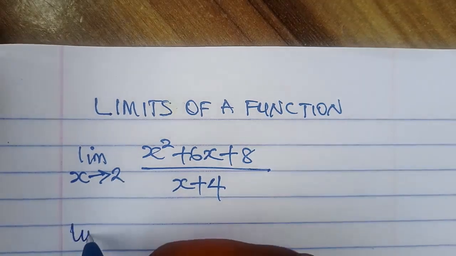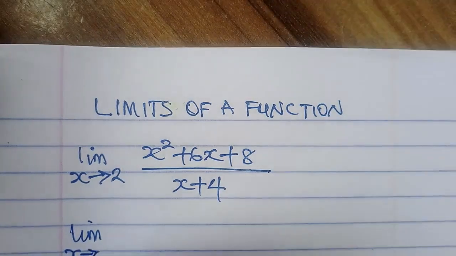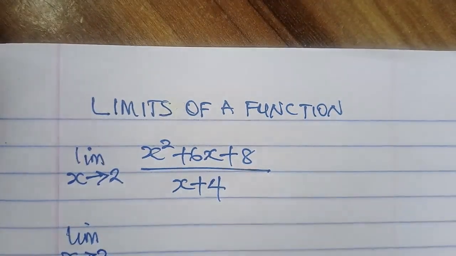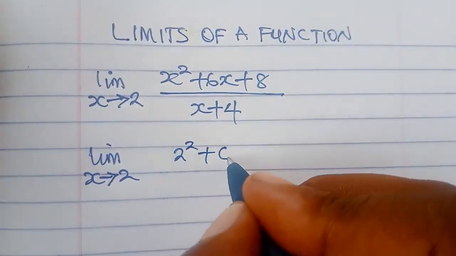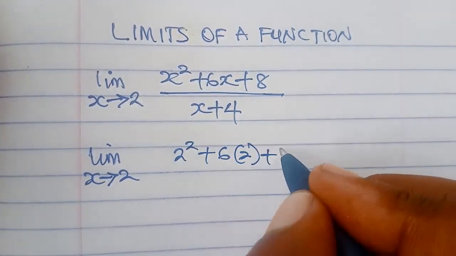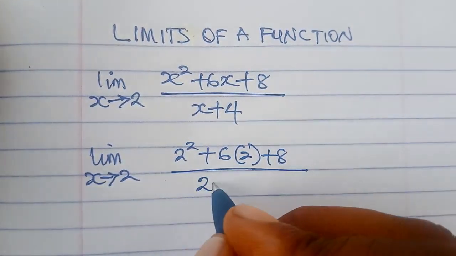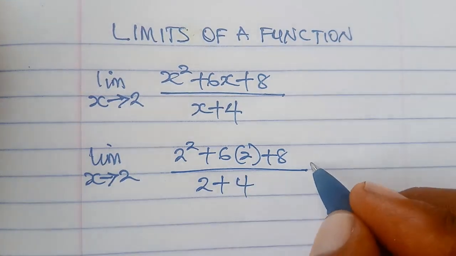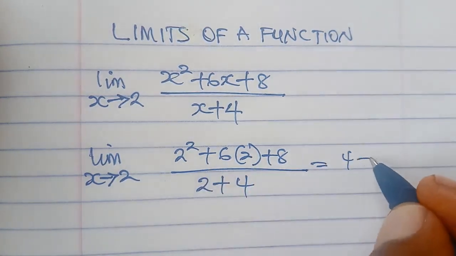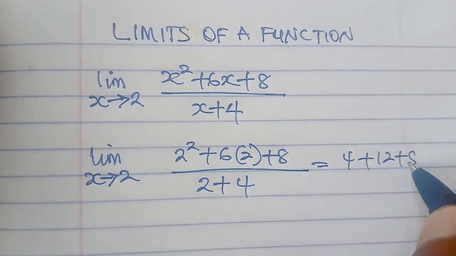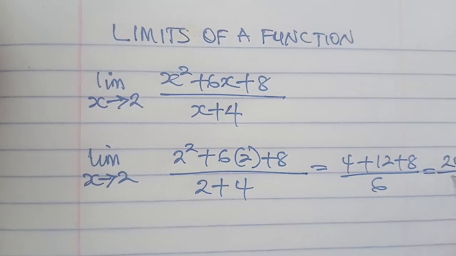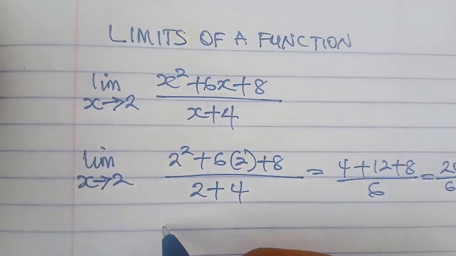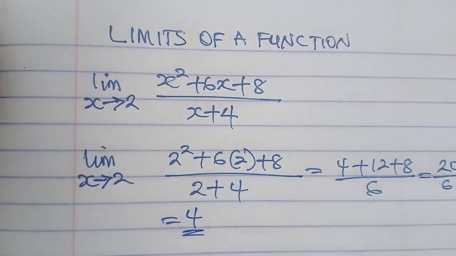For example, we can say by solving the limit as x approaches 2, just substitute 2. We have 2 squared plus 6 times 2 plus 8 over 2 plus 4, which will give us 4 plus 12 plus 8 over 6. So on top we get 20 over 6, which will give us 4. Now, here, direct substitution works.